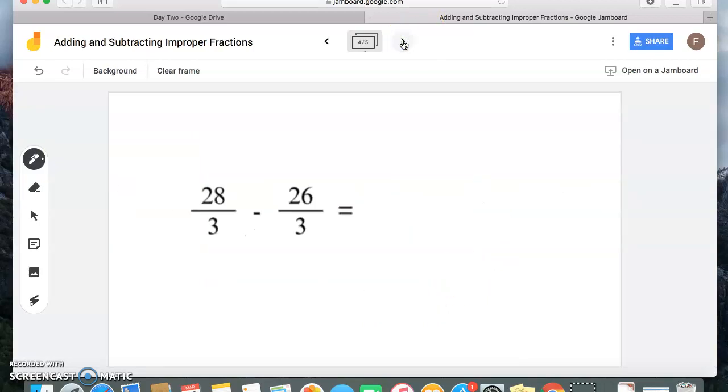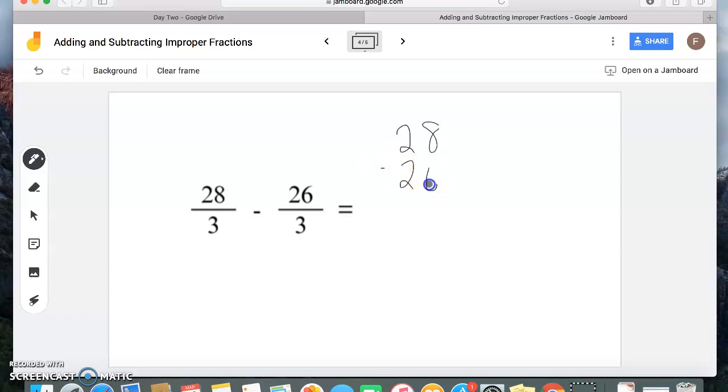In my next problem here, I have 28 thirds minus 26 thirds. The first thing we always look at is my denominators, and we see that they're exactly the same. So now I simply subtract my numerators. Now, 28 minus 26 are larger numbers. Some of you might be able to do this in your head, but some of you might need to rewrite this on the side. And that's absolutely fine if you need to do that.